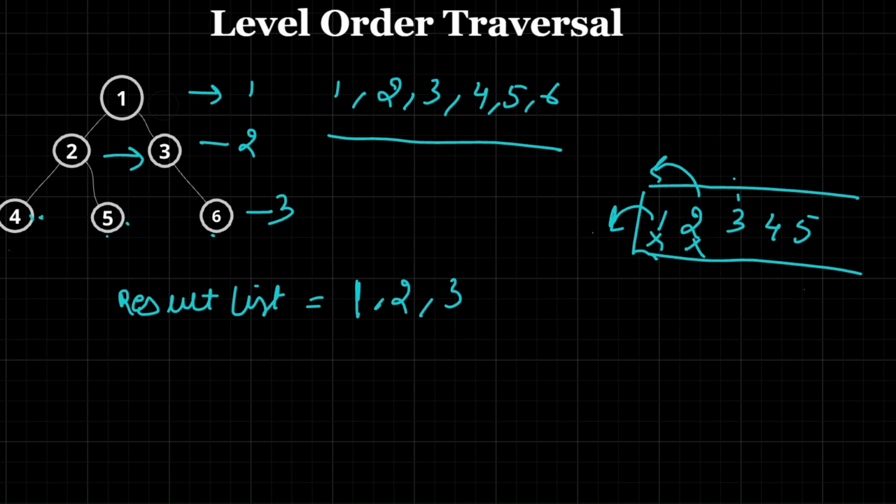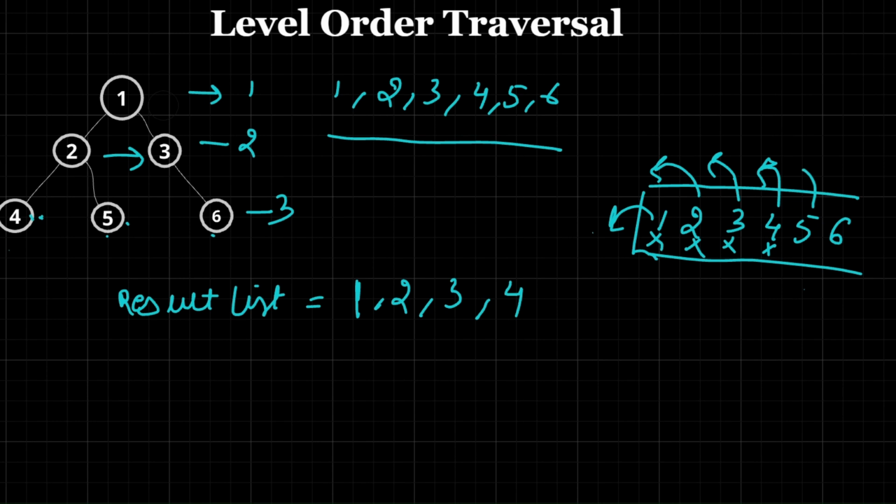Same thing we will do. 3 will also be removed from here. We will place it inside the result list, and then add its child 6. Again, 4 we will also remove. Now you can see 4 does not have any right or left child, so we will not add anything.